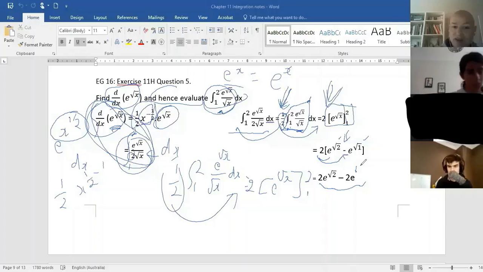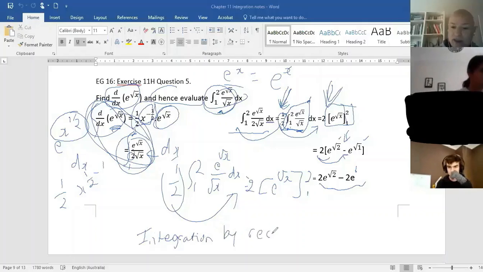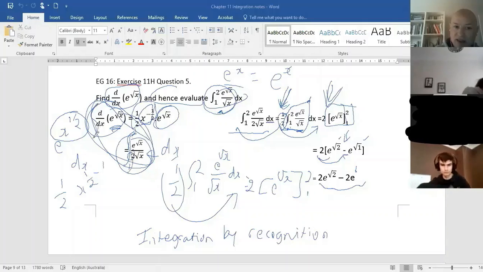Now this type of thing is called integration by recognition. We are recognizing the fact that if we integrate this and integrate this, they're just opposites, using that fact. Okay.